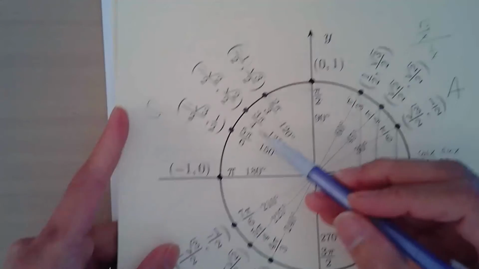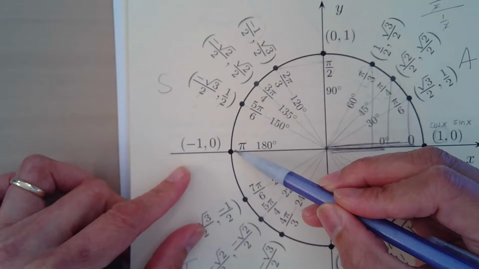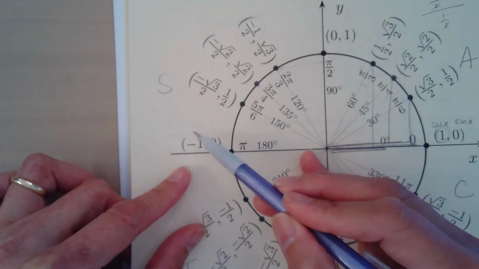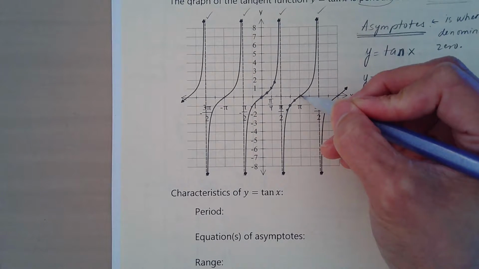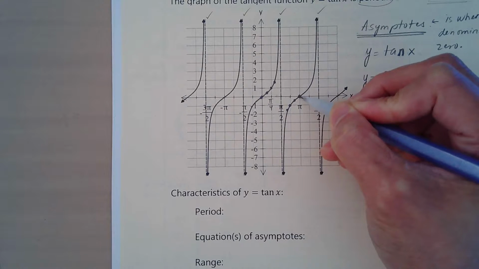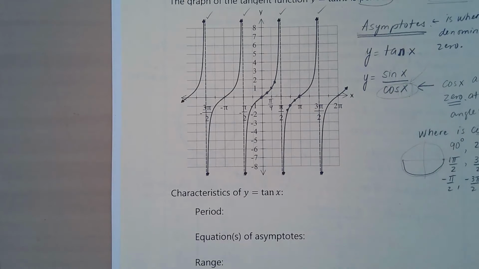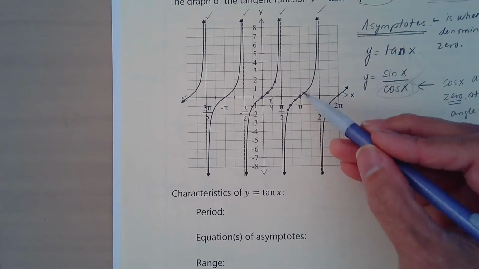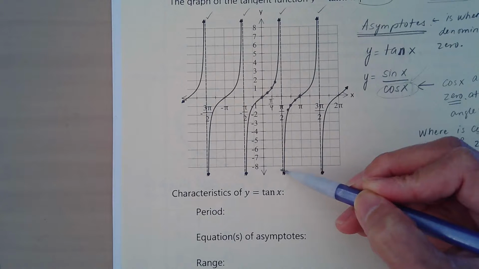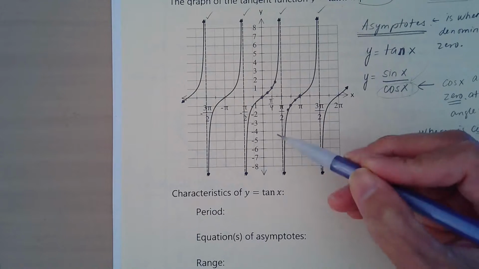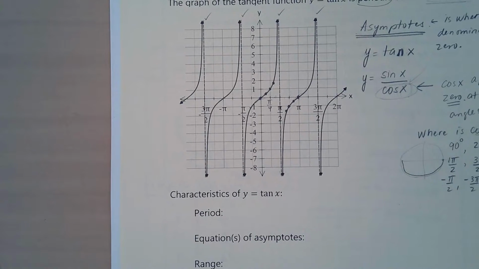And then let's see, pi. What's at pi? It's going to be 0 divided by -1, which is 0. So it would be at 0. And as we are getting closer and closer to the asymptote, it's going to continue down that way, but not touching the asymptote.